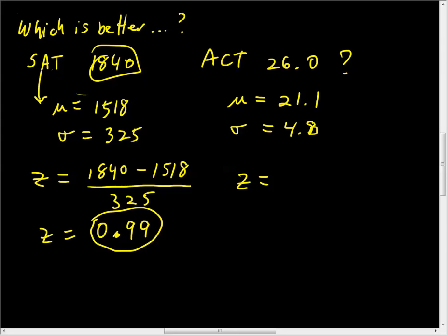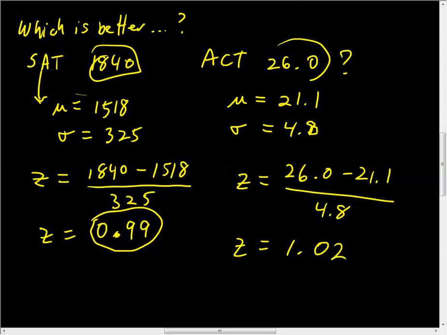How about the ACT situation here? Well, we've got a score of 26.0. Easy mistake to make, so be aware of that. If it can happen to me, it can happen to you. So a raw score of 26.0 and a mean of 21.1, and I'll divide that by a standard deviation of 4.8. I grind that out and I get a z-score of 1.02. And what that means is an ACT score of 26 is 1.02 standard deviations above the mean. So we can see that this is a slightly better z-score.